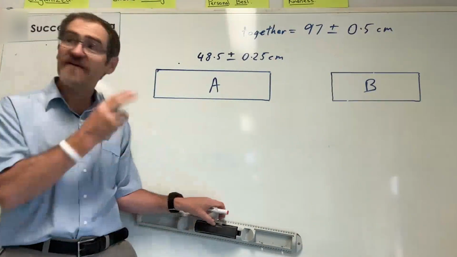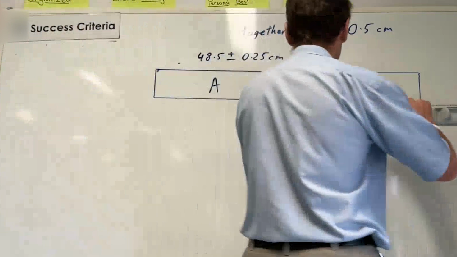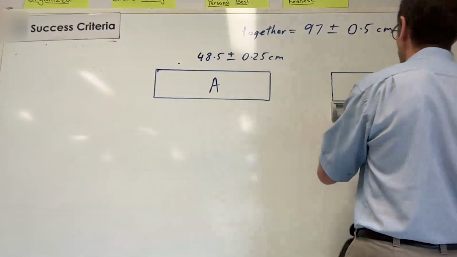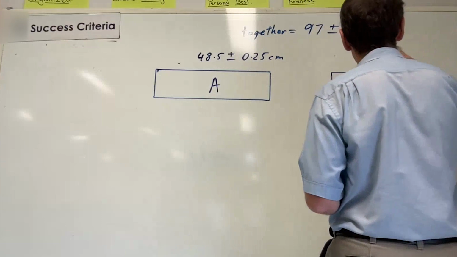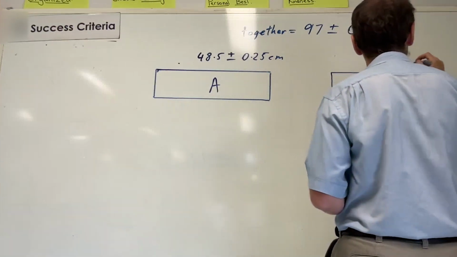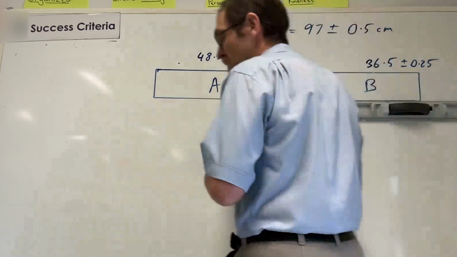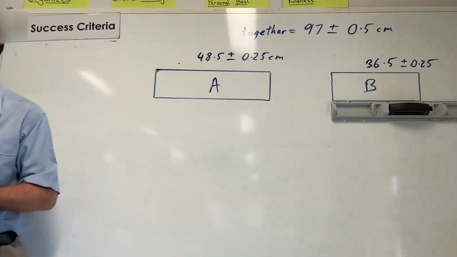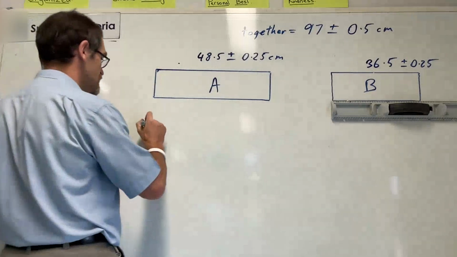Okay, so we're going to look at that. We have to measure box B. So we have box B, 36.5 plus or minus 0.25. So we go to subtract these values.